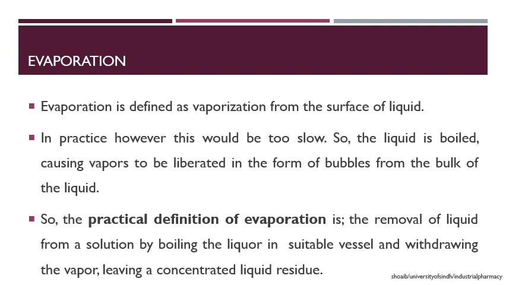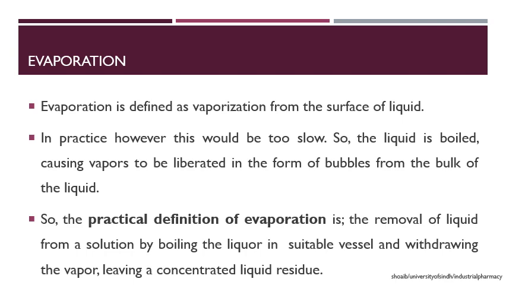the surface. Next, in practice, however, this would be too slow, so the liquid is boiled, causing vapors to be liberated in the form of bubbles from the bulk of the liquid. Now, as an industrial process, this would be a very slow process. For example, if we have to boil 2000 liters of a liquid, this process from the surface will be very slow. So this has to be carried out from the whole of the liquid.